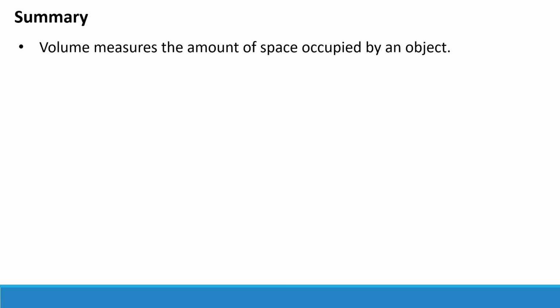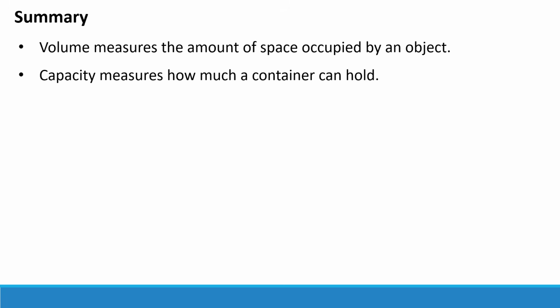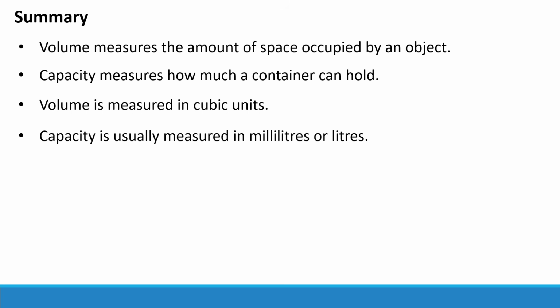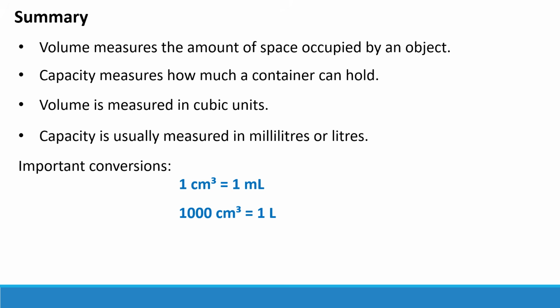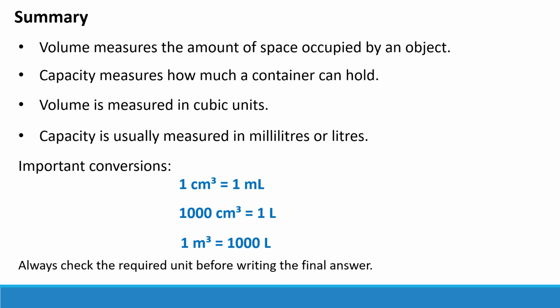To summarize, volume measures the amount of space occupied by an object, while capacity measures how much a container can hold. Volume is measured in cubic units, and capacity is usually measured in milliliters or liters. Remember, 1 cubic centimeter equals 1 milliliter, 1,000 cubic centimeters equals 1 liter, and 1 cubic meter equals 1,000 liters. Always check the required unit before writing the final answer.